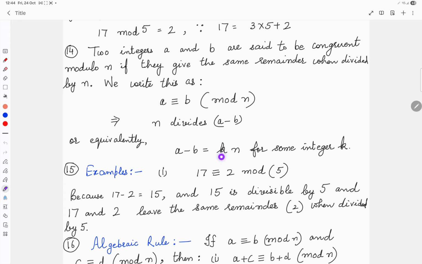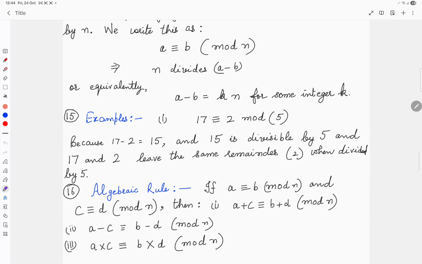K is any integer into n. Right. Now let us take an example in which let us check whether this statement is correct or not. That means 17 is congruent to 2 mod 5. So if I divide 17 by 5, what is the remainder? 2. If I divide 2 by 5, what is the remainder? 2. So in both the cases the remainder is same. So therefore 17 is congruent to 2 over 5.